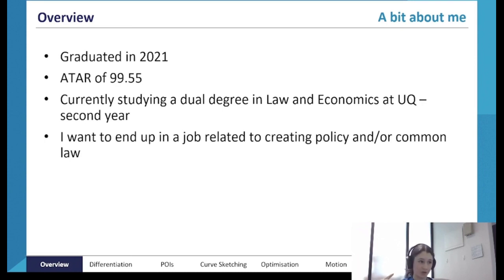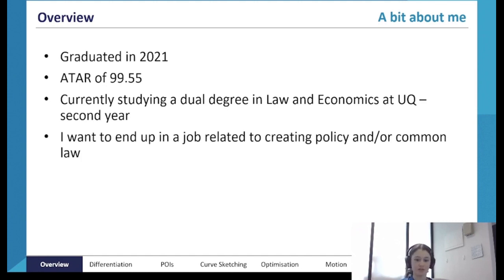With that degree, I want to end up in a job related to creating policy and legislation, or creating common law, which is law created by judges. So yeah, I want to get into a field related to that. But otherwise, we will get into the content now.